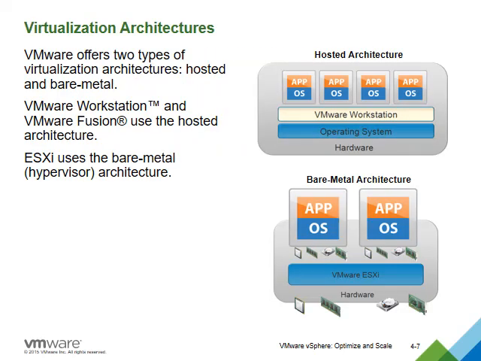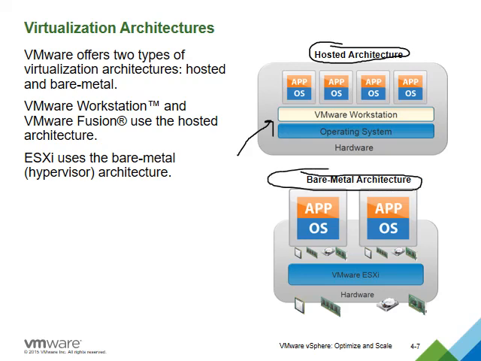Virtualization architectures with VMware include two types: you've got your hosted and your bare metal. Now, in the hosted architecture, which we see right here, you'll notice that the virtualization layer, which is VMware Workstation in this instance, runs on top of the operating system and supports mostly the broadest range of hardware configurations. But in contrast, you now have your bare metal architecture.